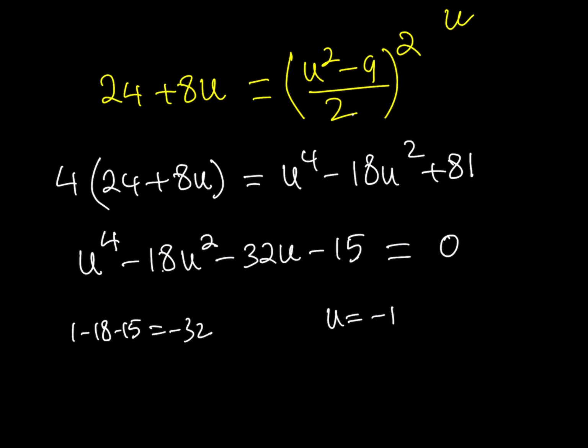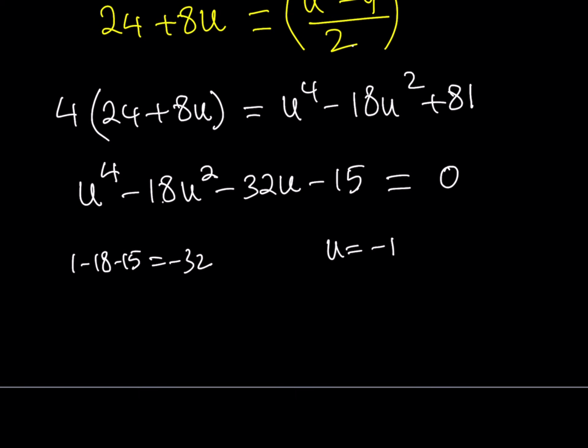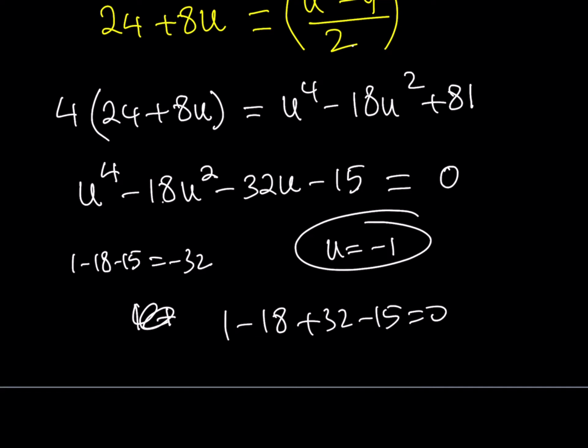Okay, cool. Since u equals negative 1 is a solution, then I have to deal with a cubic, which is kind of easier. And you can always verify this by substituting u equals negative 1 here. So 1 minus 18 plus 32 minus 15. This should give you 33, and then 0. Cool. So u equals negative 1 is a solution, obviously.